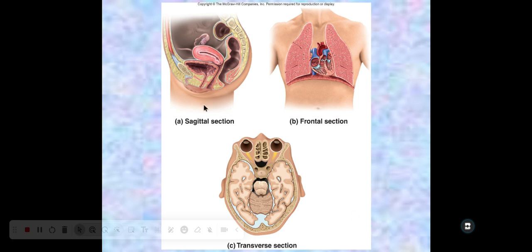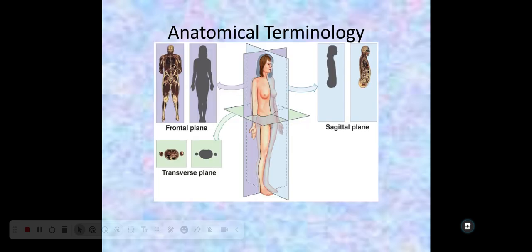So this is a picture of a sagittal section, where you remember right and left halves. So this is just that, looks like a right half. Then you have a frontal section, where you have anterior and posterior portions. And then you have a transverse section here where you have superior and inferior portions. Same thing here. Okay, just a different picture, just a different look.